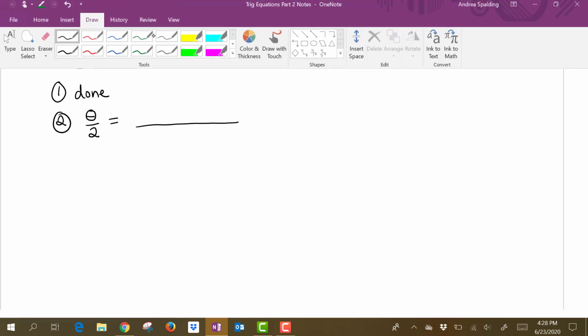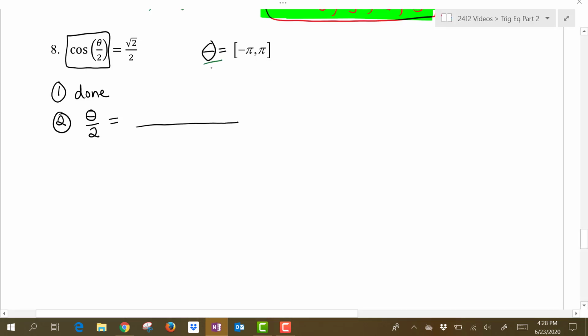So that means that to adjust this interval, I'm going to go through and divide everything on both sides by 2. So that means I'm solving for theta divided by 2 between negative pi over 2 and pi over 2. So this is what we would call our adjusted interval.